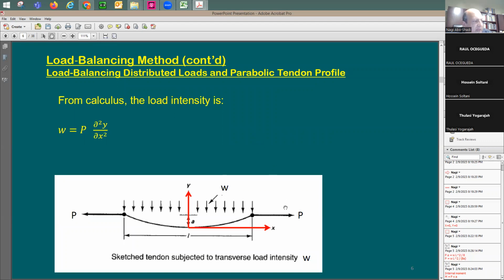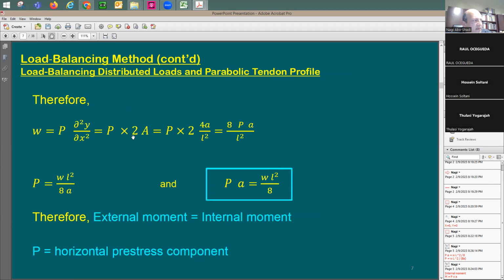I have here some load P, right? And this is going to be integration of this load, because this is trying to balance this. This is going to be the second derivative of this Y. Once you multiply by P, you'll get here the W, the load intensity. So take this load here equal to P times the second derivative. What is the second derivative of this Y?